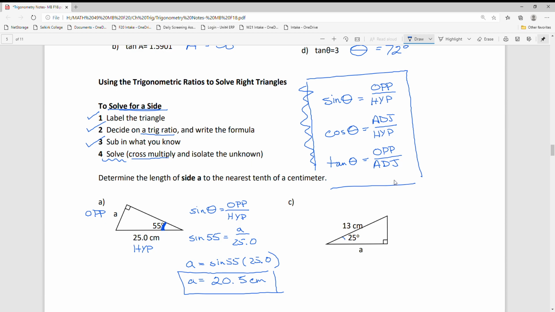Let's do another one. So we're going to label the triangle. I always think the hypotenuse is probably the easiest one to label.